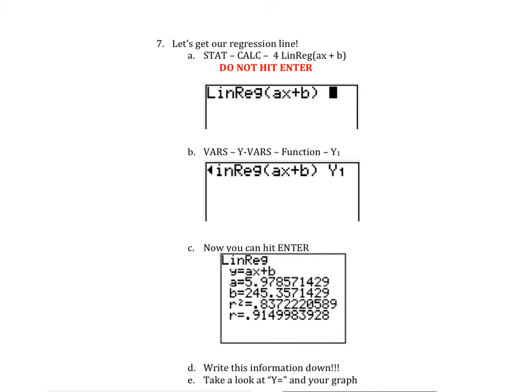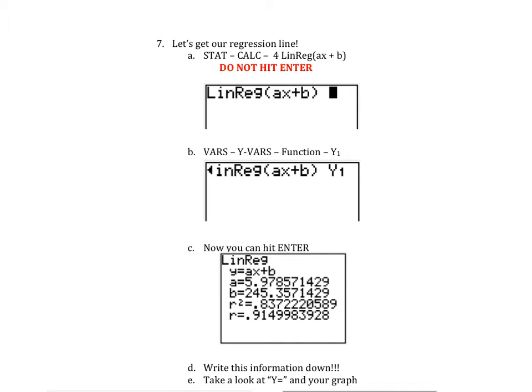So you hit stat. This time you're going to scroll to the right to calculate. If you scroll to the right, you're going to have a list of choices. You want to choose number 4, linear regression. So it looks like this. It should shoot this linear regression back to your home screen. Do not hit enter at this point once this is on your home screen. What we're doing right now is telling our calculator where to put our linear regression line.